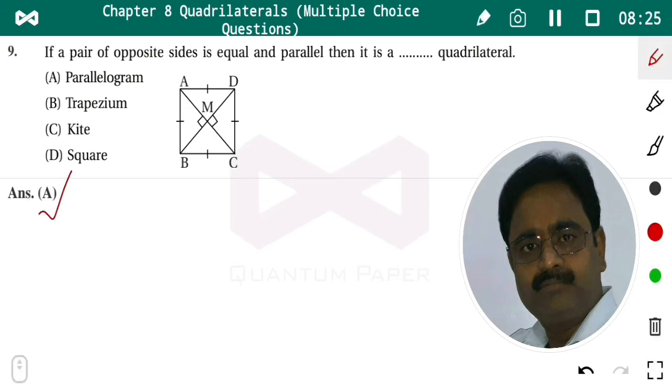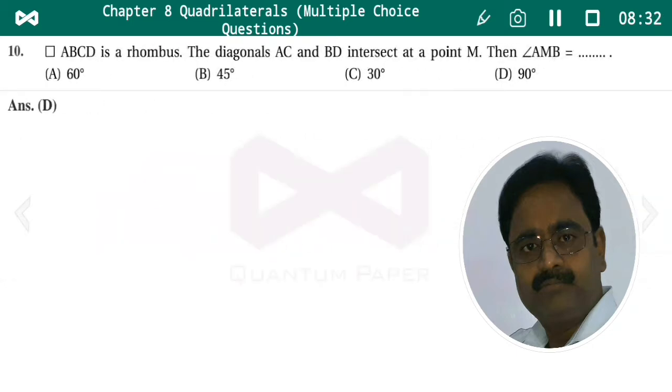Right friends? So note down these questions in your notebook. Let's move on to question number 10. Just see in the 10th what is given. Quadrilateral ABCD is a rhombus. Very good. ABCD is a rhombus.